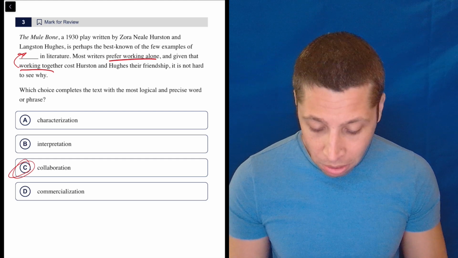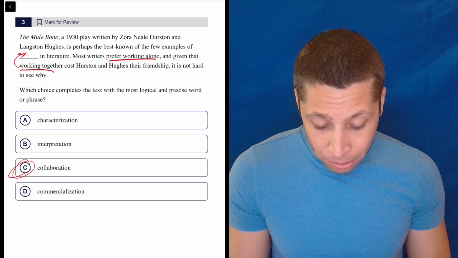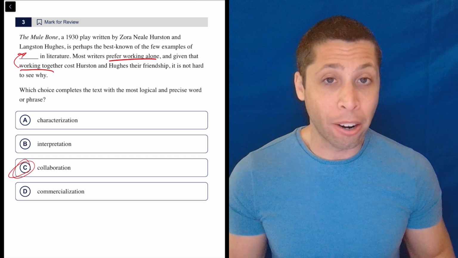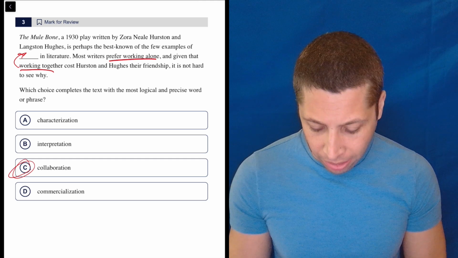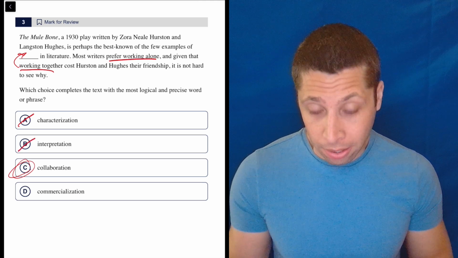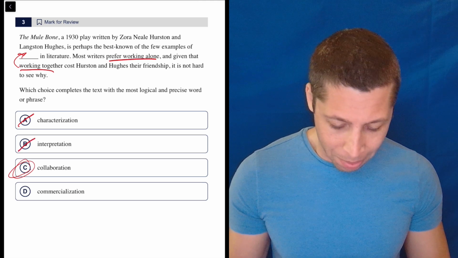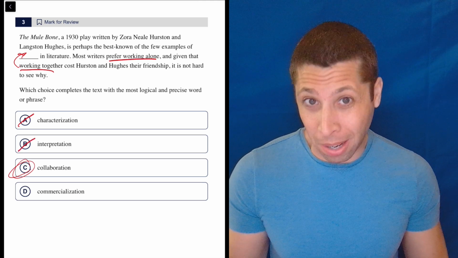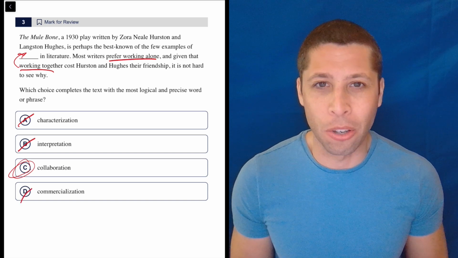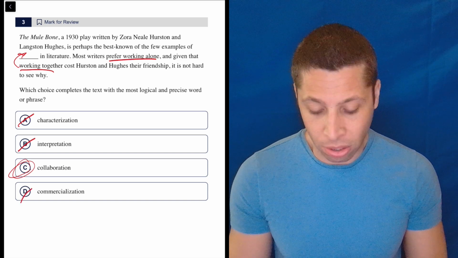Just to talk about the other choices here, one of the few examples of characterization in literature. What are we characterizing? What are we kind of classifying? That doesn't make any sense. We're not interpreting anything. They're the authors, so they're not like critics. And then commercialization. I mean, I'm sure that they sold the play and made some money off of it, but that's not something to do with it, right? Commercialization is something to do with profit and business, and just not talked about here.